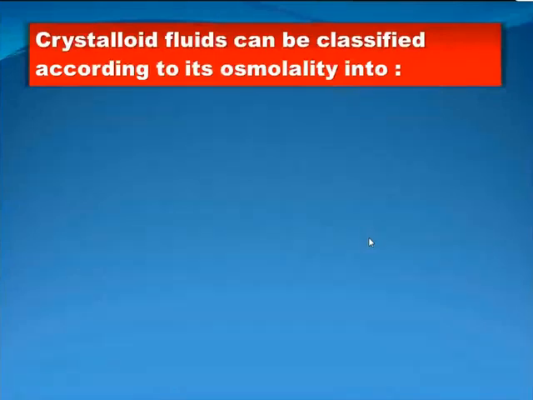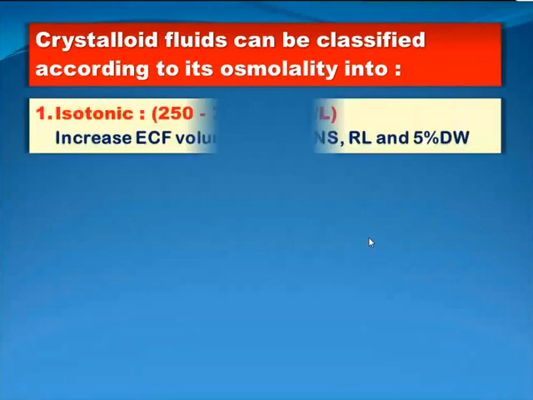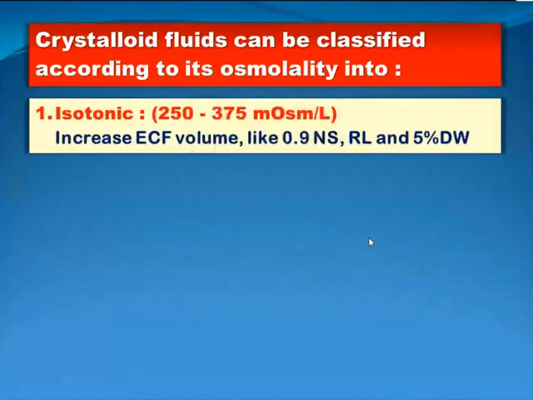So it may be isotonic. And when we say isotonic, we mean the osmolarity is between 250 to 375, which is the range in which the normal osmolarity of the plasma is placed. So what is the normal osmolarity of plasma?